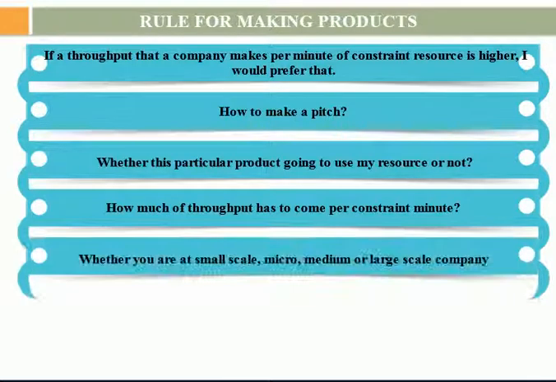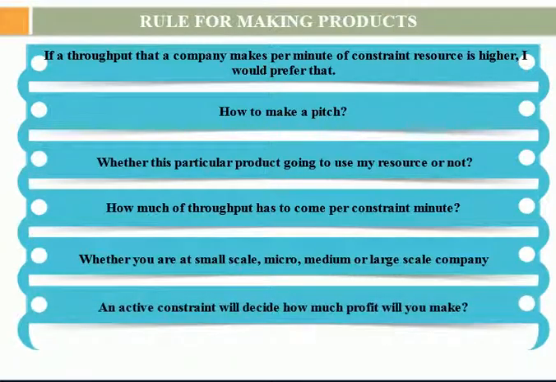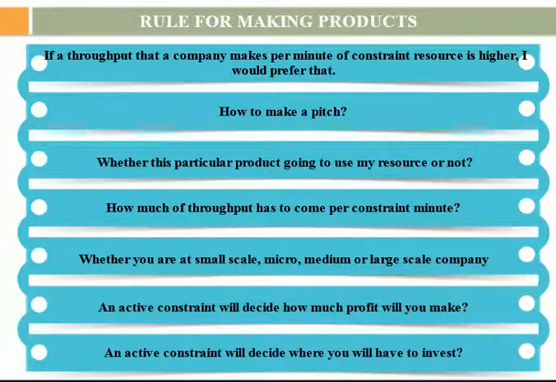This rule applies to whether you are a small scale, micro, medium scale or a large scale company. An active constraint will decide how much profit you will make. An active constraint will decide where you have to invest. There seem to be certain misconceptions that have got created in our minds because of cost calculations and formulas which tell us what profit will be made, irrespective of understanding whether there's a limiting factor or a constraint in play while we are making these assumptions of profit. As a manufacturing organization, one has to constantly strive towards removing these misconceptions.